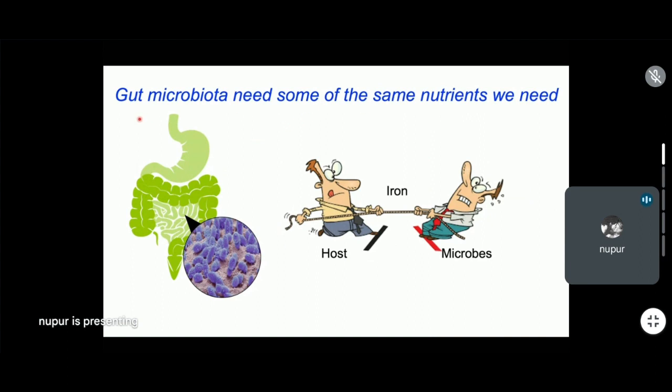Going back to our friends in the gut, we have trillions of organisms, not only bacteria but also viruses and fungi. But for the sake of our talk, we'll concentrate on gut bacteria because they constitute more than 90% of gut microbiota. Before coming to iron, we know that gut microbiota also need some of the same nutrients that we take every day.